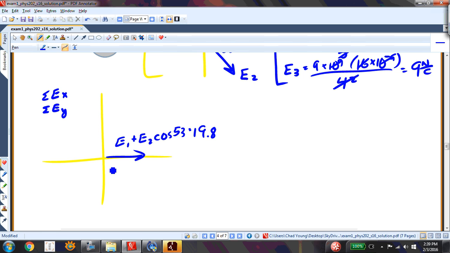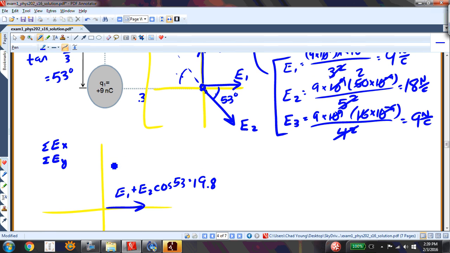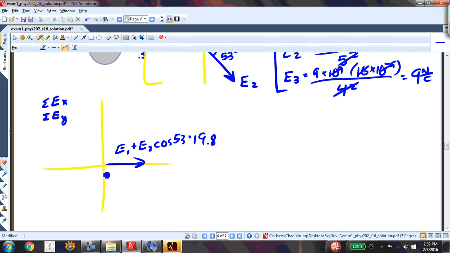And then over here, I find out that this y component of E2 sine 53 is bigger than the positive y component. So I'm going to get here E2 sine 53 minus E3, and that is going to equal 5.38.